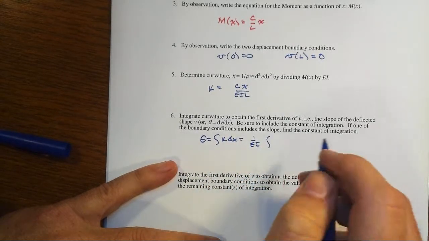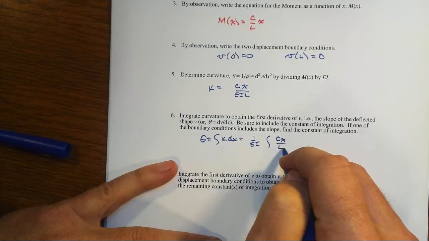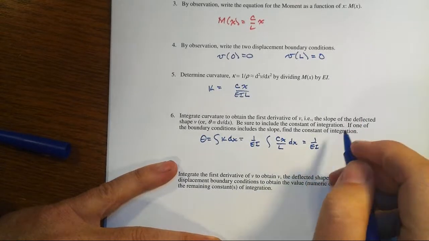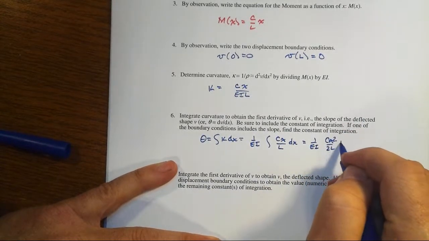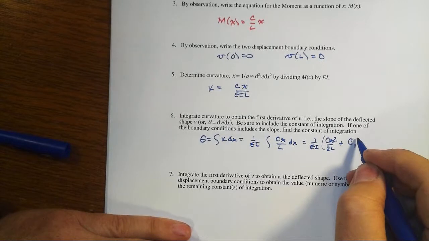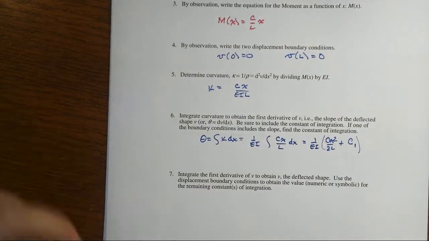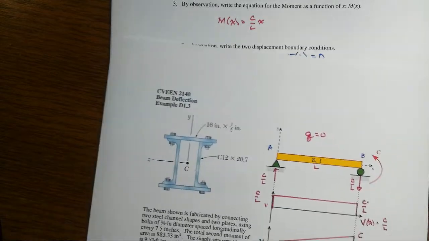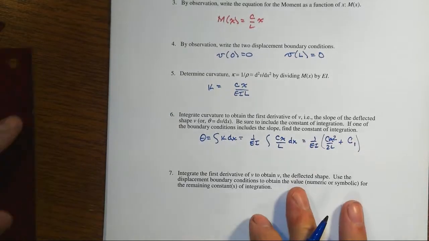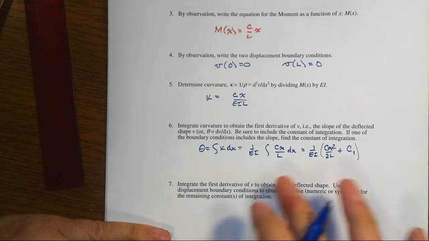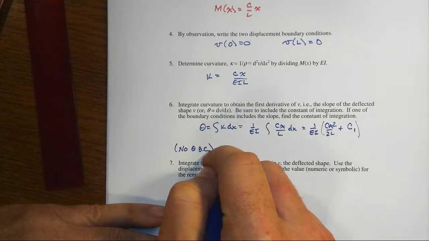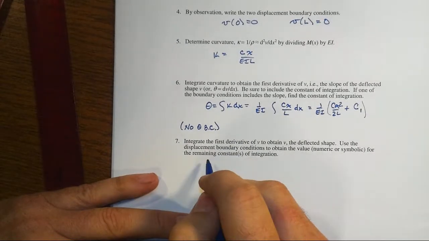Pull the EI out as a constant, and we get Cx over L dx. And so that's going to be equal to 1 over EI times, then, of course, Cx squared over 2L plus our first constant of integration. Actually, it's our first one associated with our displacements, but we found those other ones from the forces, really we found that right in here. Now, we don't know the slope anywhere, so we can't evaluate that one. So no slope boundary conditions. So that means we just got to go to the next one here.